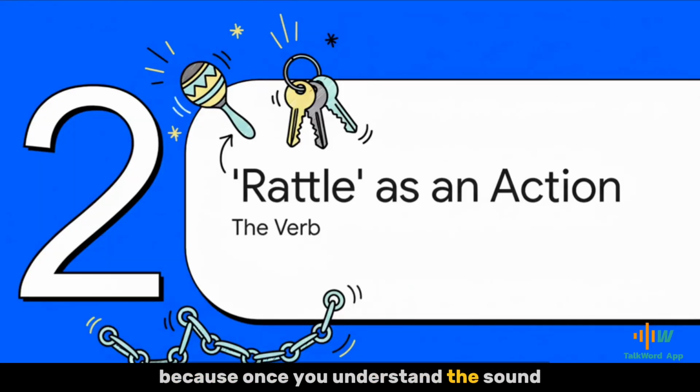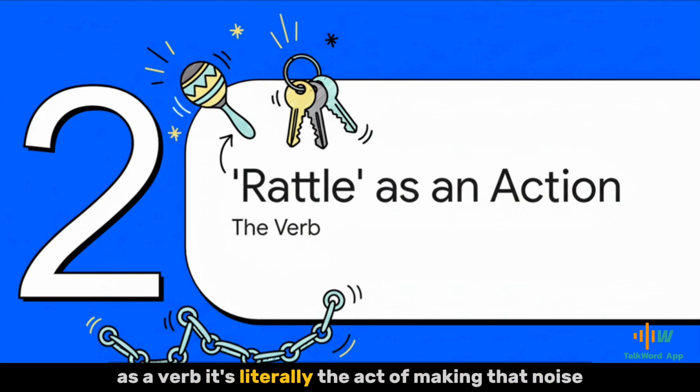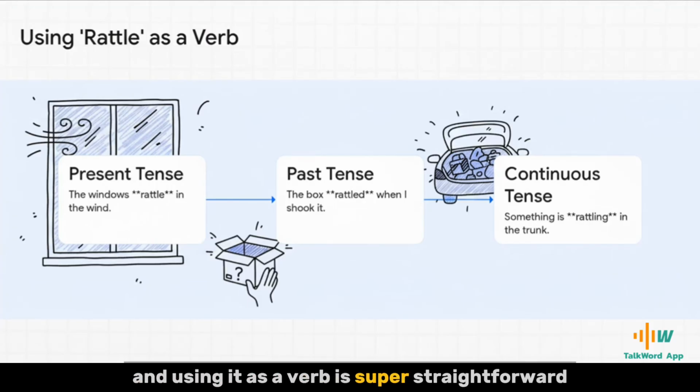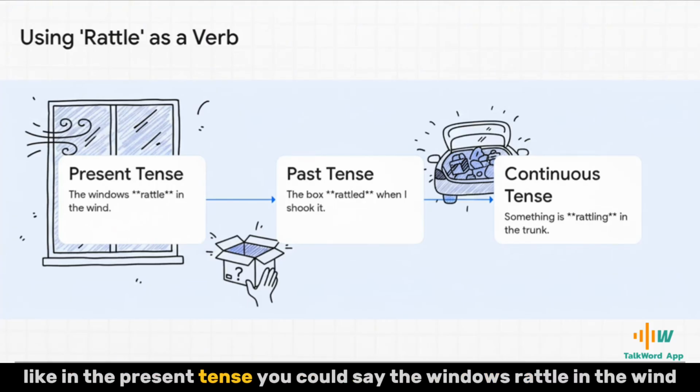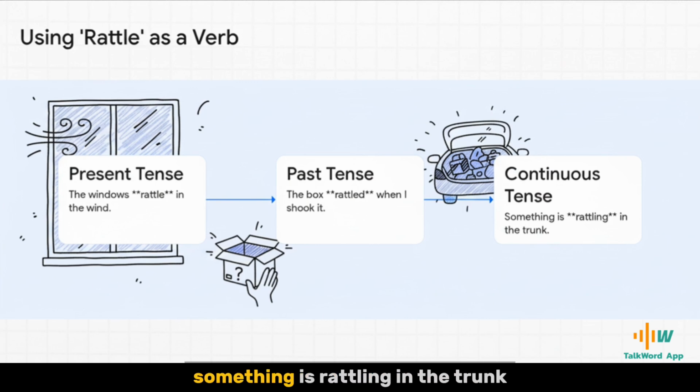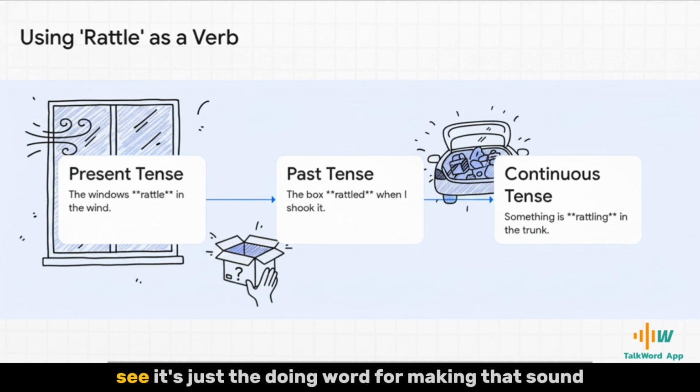Because once you understand the sound, you can start using rattle as an action, as a verb. It's literally the act of making that noise. And using it as a verb is super straightforward. Like in the present tense, you could say, the windows rattle in the wind. If it happened before, the box rattled when I shook it. And if it's happening right this second, something is rattling in the trunk. See? It's just the doing word for making that sound.